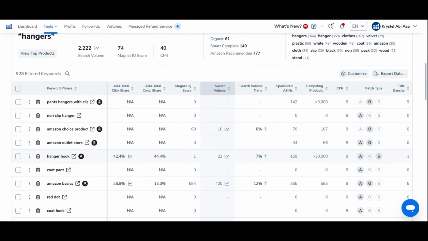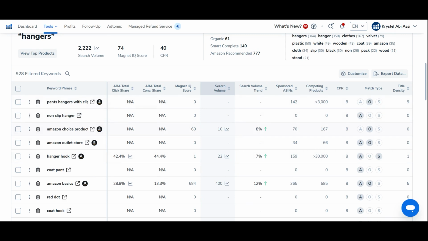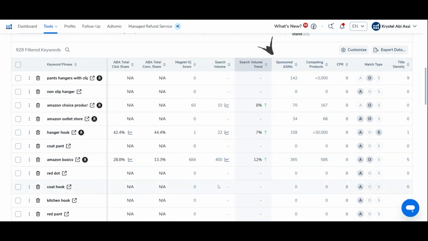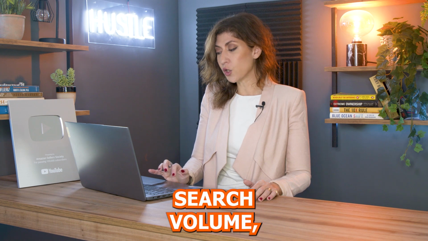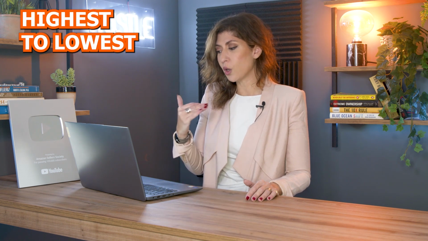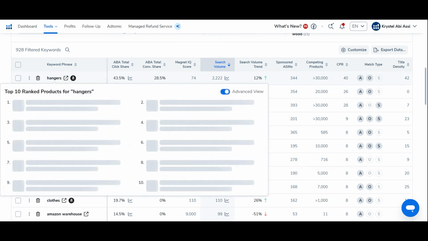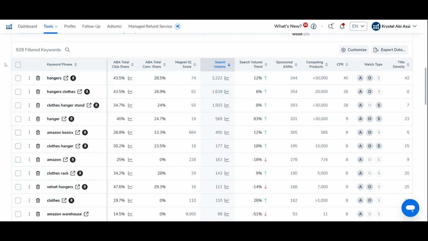Additionally, Magnet is going to give me some additional keywords that might be very similar to this keyword. I might have selected a keyword that isn't the highest ranked keyword. So you can just look at the keywords right here and see their search volumes as well. If you click on search volume, it'll give you highest to lowest or lowest to highest. As you can see here, hangers is actually the highest ranking keyword for this product.